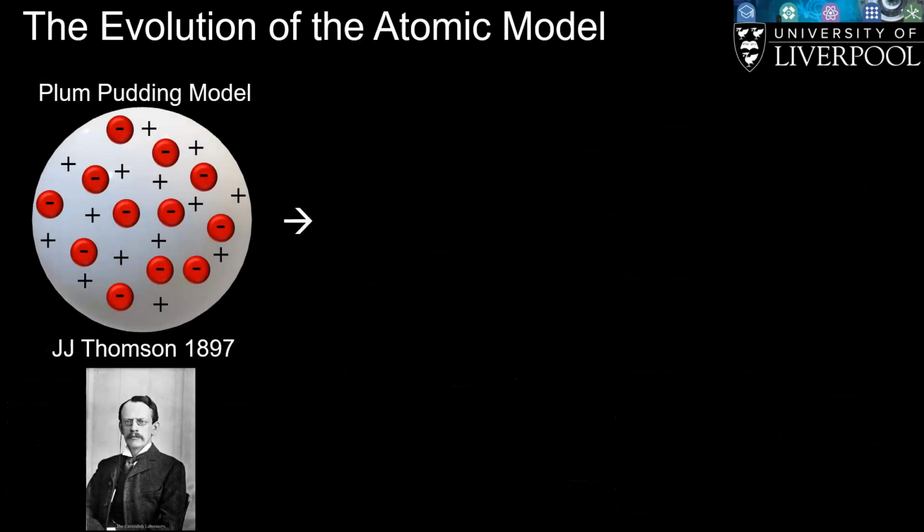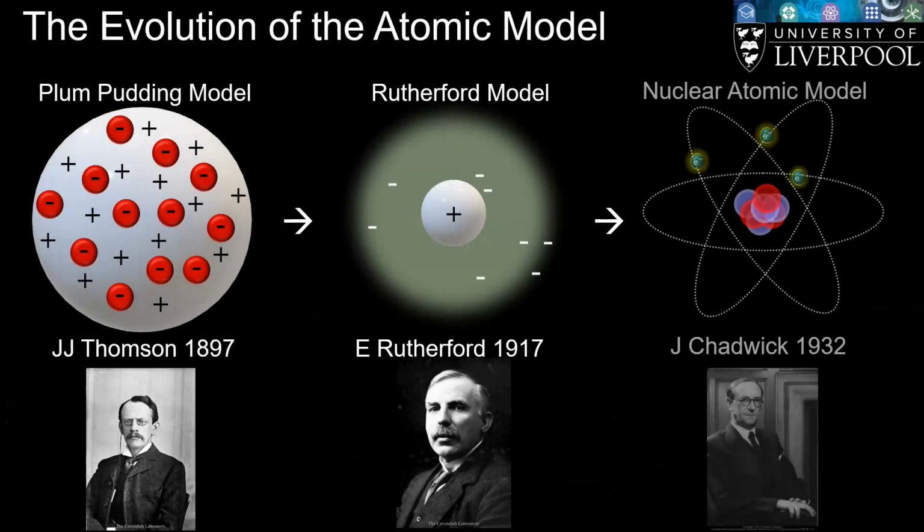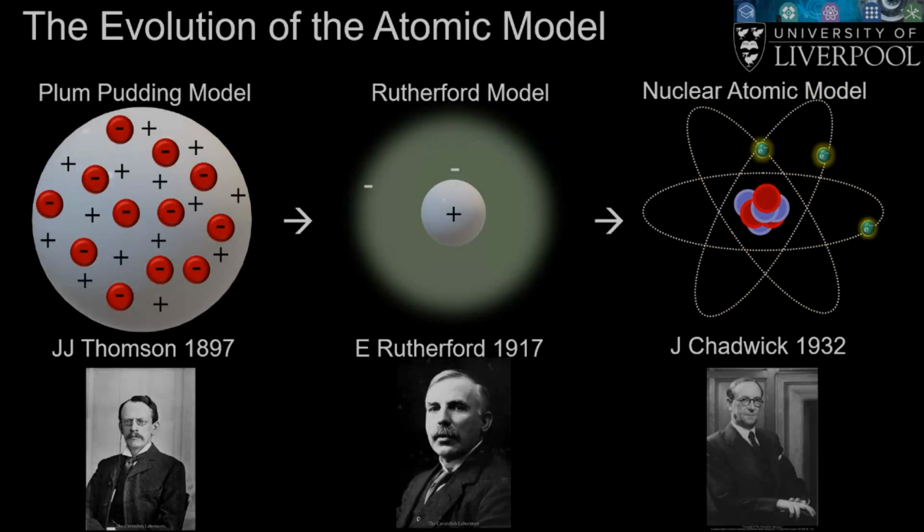Rutherford's new atomic model developed further into the modern nuclear atomic model, particularly following James Chadwick's discovery of the neutron in 1932. Thanks to the work of physicists like Thomson, Rutherford, Bohr and Chadwick, we now have an understanding of the structure of the atom. The atom is made from a dense nucleus containing protons and neutrons, which is orbited by electrons.